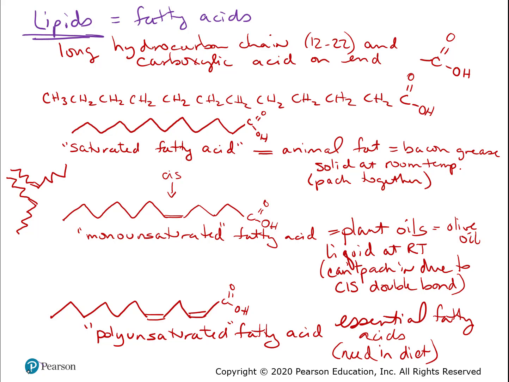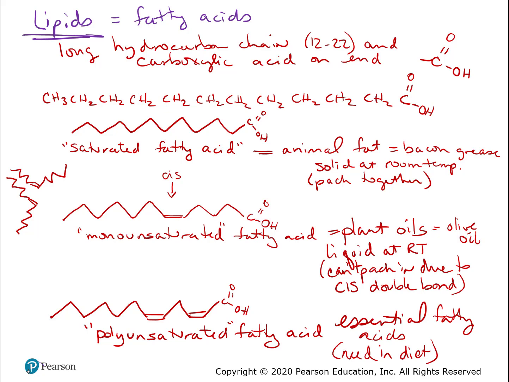This is my little cartoon. So here's one and here's the other. They don't fit close in. They can't get tight together. They can't become solid at room temperature. That's why they're liquids. So all your vegetable oils, because they've got this double bond that inhibits them from packing in tightly, are liquid at room temperature.